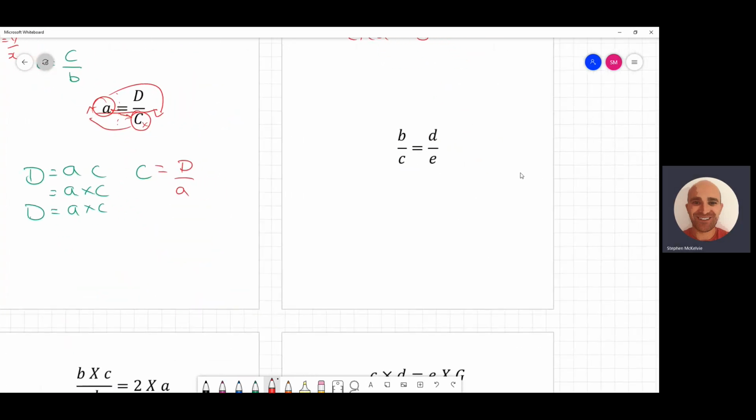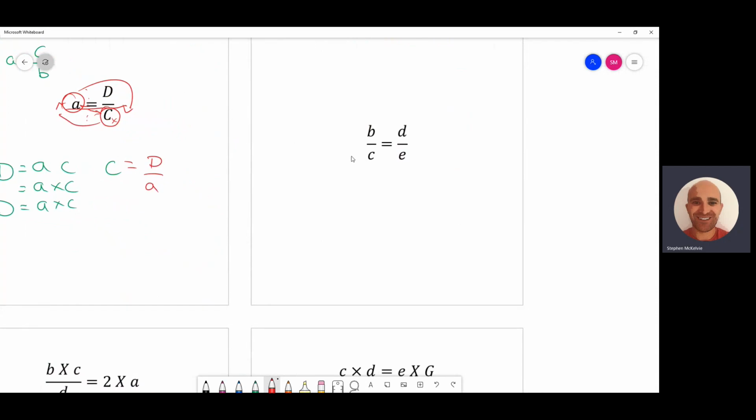I'm going to do a few here all at the same time, just so that we can see what they look like. I want to make B the subject, so I need to move C. Draw my line. C crosses the equals to, and then it crosses the line. Crosses the line just means go to the top. So B is equal to D that was already there, multiplied by C over E.